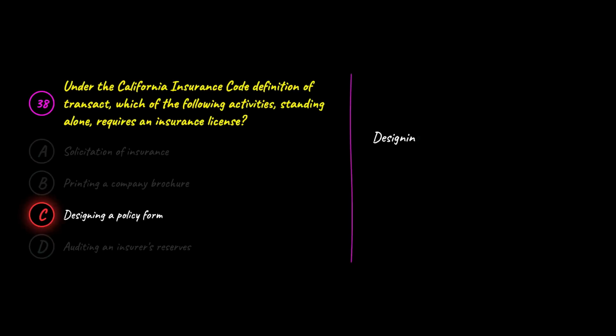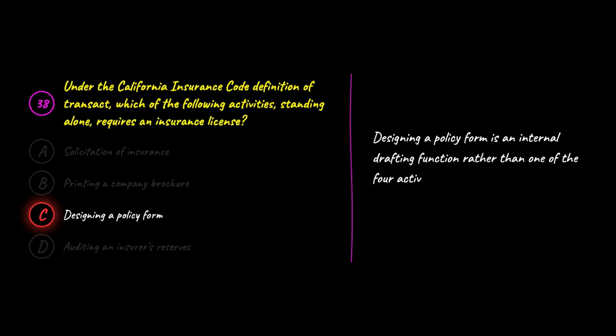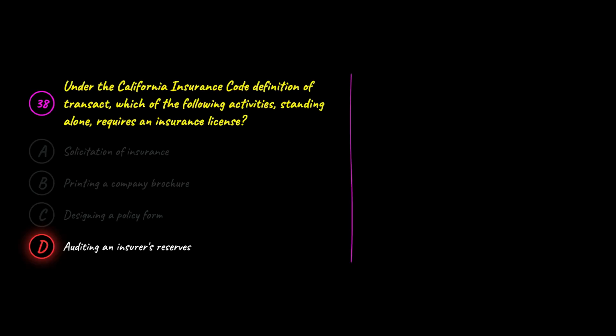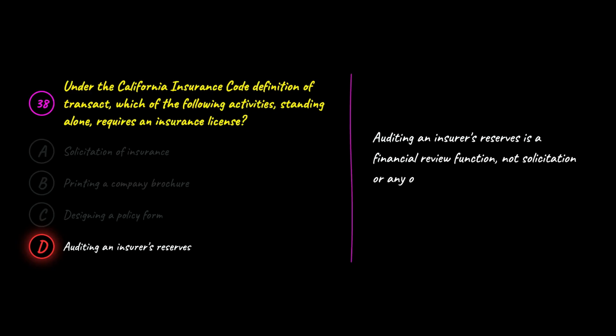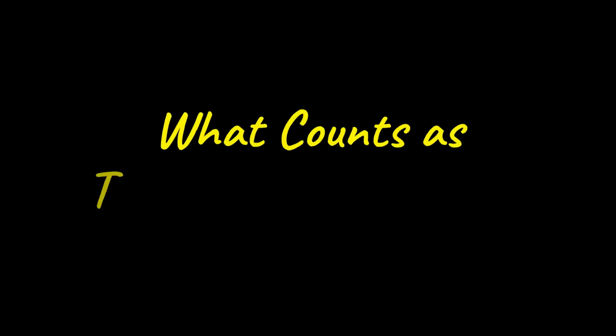C is wrong because designing a policy form is an internal drafting function, rather than one of the 4 activities the statute defines as transacting. D is wrong because auditing an insurer's reserves is a financial review function, not solicitation or any other listed transacting activity requiring a producer license.